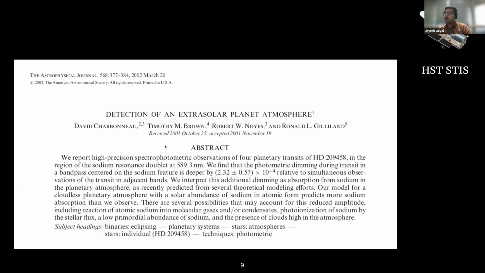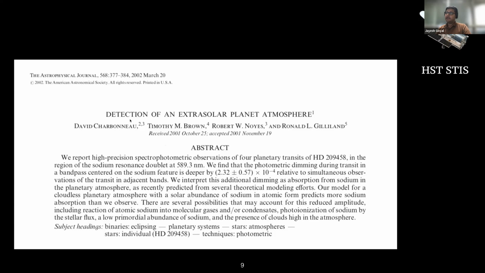The first exoplanet was detected in 1995 around a sun-like star. The first exoplanet was detected around a pulsar in 1992. So these were the initial detections. And then for the first time, an atmosphere of an exoplanet was studied in 2002, almost 20 years ago.